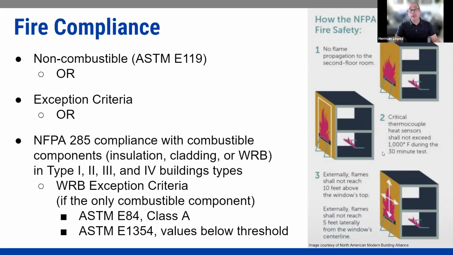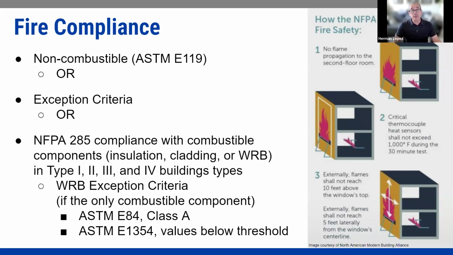The test itself is a pass-fail. There is no Class A rating for it. Modes of failure are propagation of flame to the second floor. It's a two-story structure, purpose-built, that they do the test on. Propagation of flame to the second floor is one of the failures. The thermocouples reaching 1,000 degrees at any time during the 30-minute test is a fail, or flames going 10 feet above or 5 feet laterally from the fuel source will cause that failure.